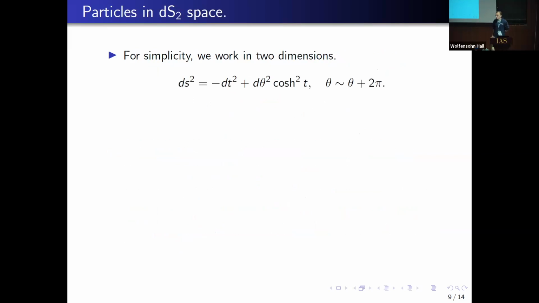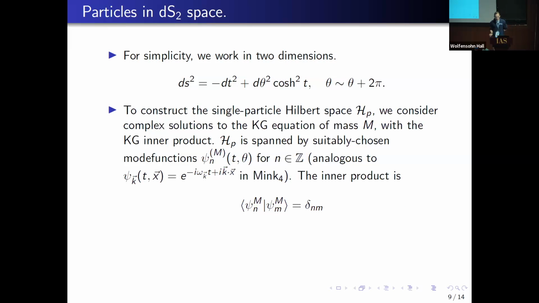Okay, so we're going to work in 2 dimensions. This is the de Sitter metric. First, let me talk about quantizing a single particle in de Sitter. The Hilbert space of a single particle will be called H_p, and we have to consider complex solutions of the Klein-Gordon equation of mass m with the Klein-Gordon inner product.